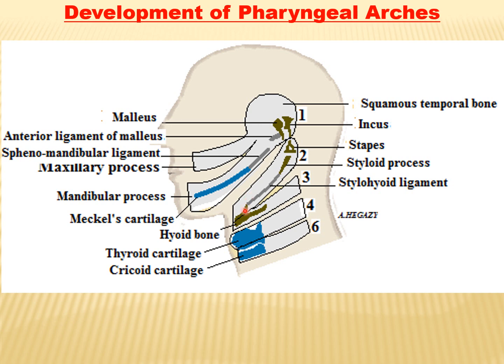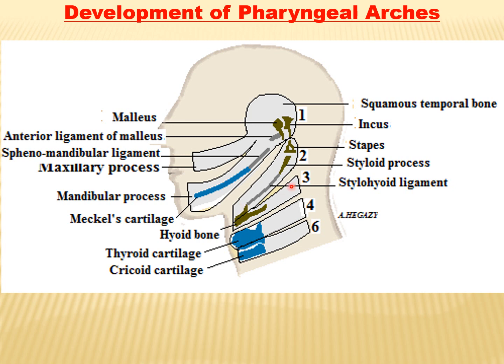To remember this structure, the second arch begins with S, and most of these derivatives begin with S. Stapes with S, styloid process with S, stylohyoid ligament begins with S. Lesser horn of hyoid bone also contains S. Superior part of body of hyoid bone, or upper part of hyoid bone, superior contains S. These are the skeletal elements of the second pharyngeal arch, or we call it the hyoid arch.